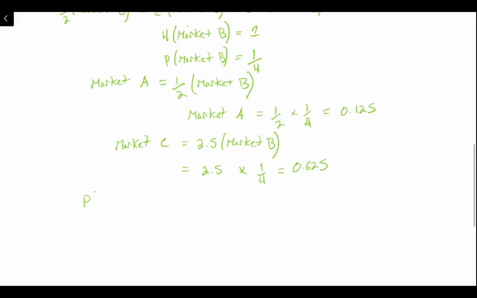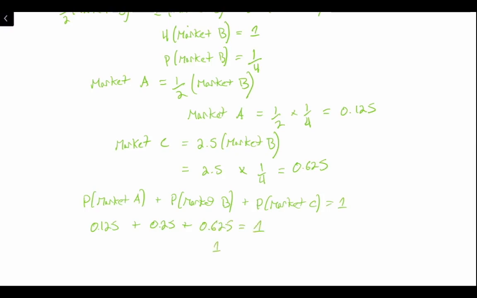So probability of market A plus the probability of market B plus the probability of market C is equal to 1. Well, we've said that the probability of market A is equal to 0.125. We said that the probability of market B was 1/4 or 0.25, and the probability of market C was 0.625, which is equal to 1. So therefore 1 is equal to 1. So we have all the correct probabilities aligned here.